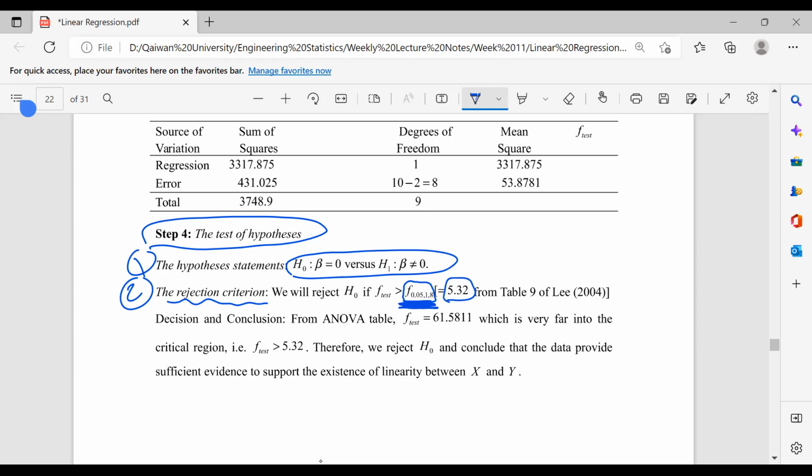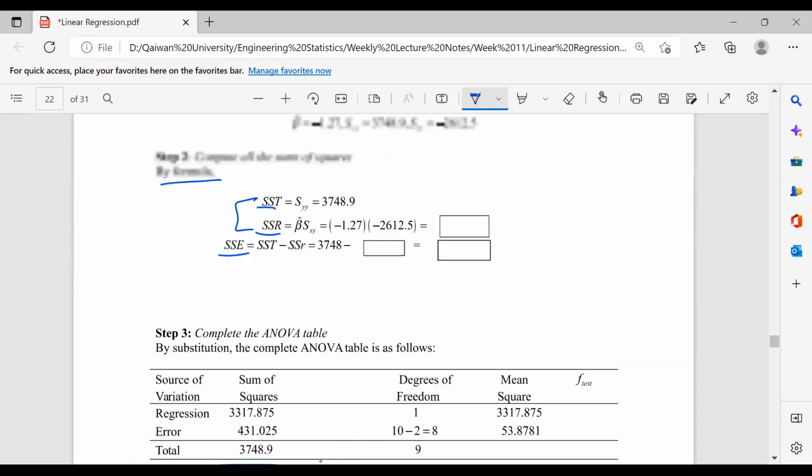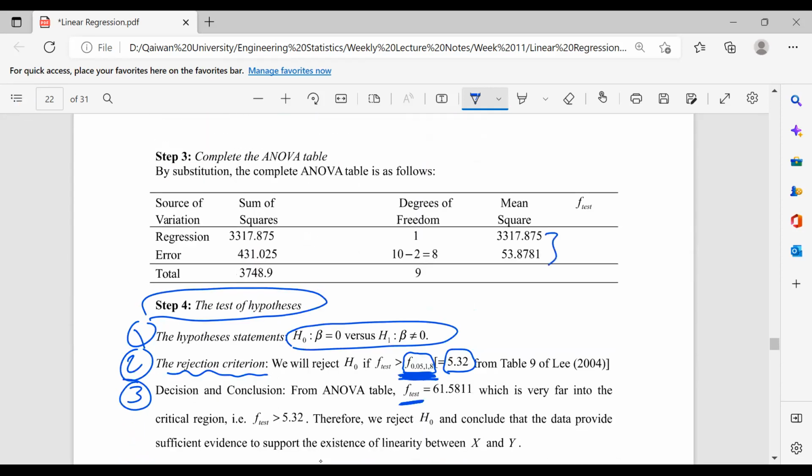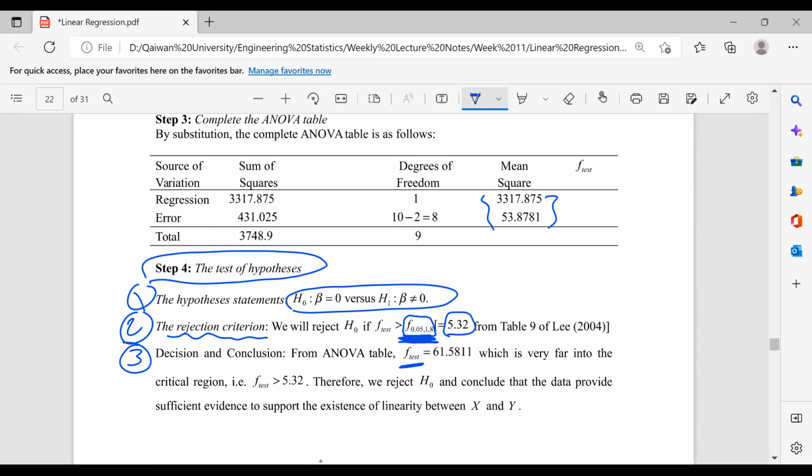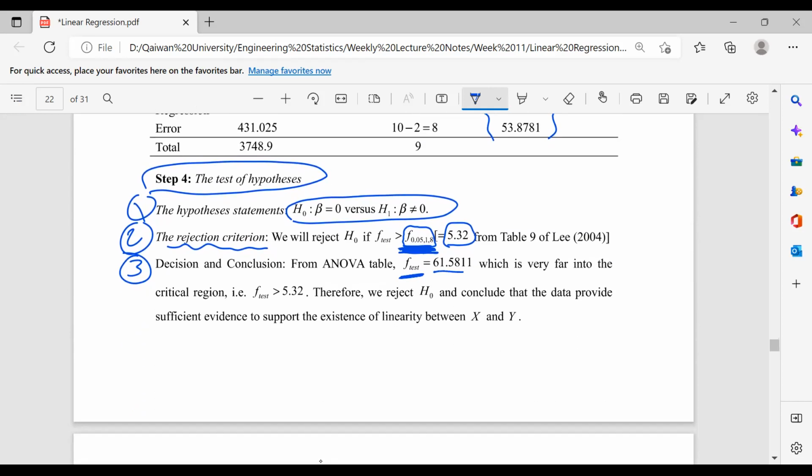In step 3, we find the F test. The F test is the division of these two mean squares, which is 16.5811. Now, in the last step, we compare these two results. We say the F test, which is 16.5811, is greater than 5.32. So we reject H naught.